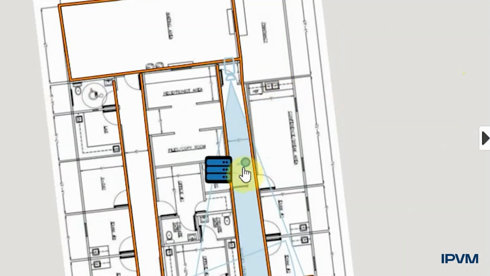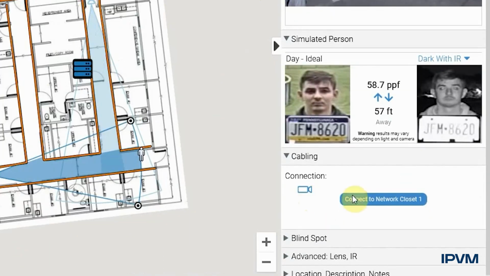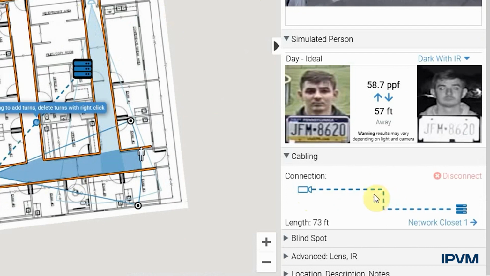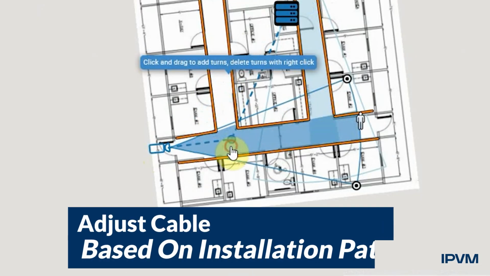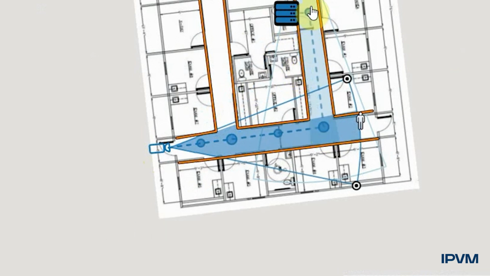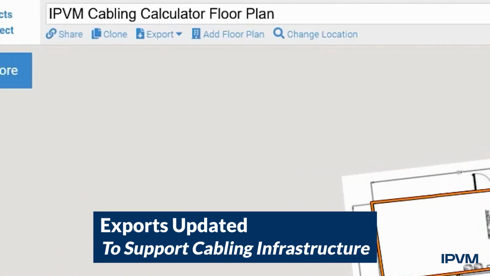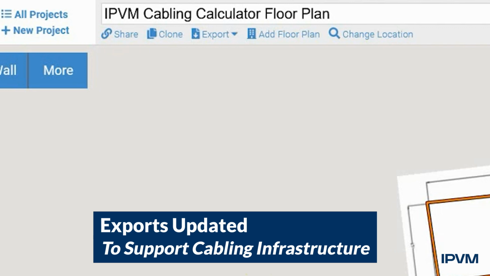So we're going to draw cables to camera, just click, highlight, and snap to the camera. Or we can click on the camera, scroll to the cabling section, connect to network closet 1, and now adjust our cable based on the cable path that we're going to take to the closet, let's say down the center of this hallway. Exports have also been updated to include details of the cabling infrastructure.